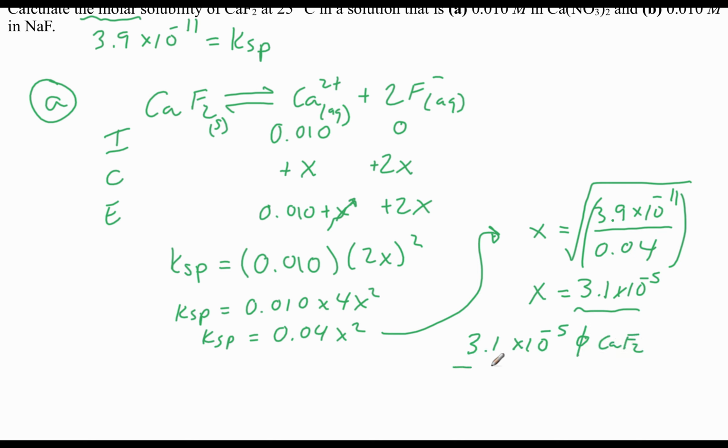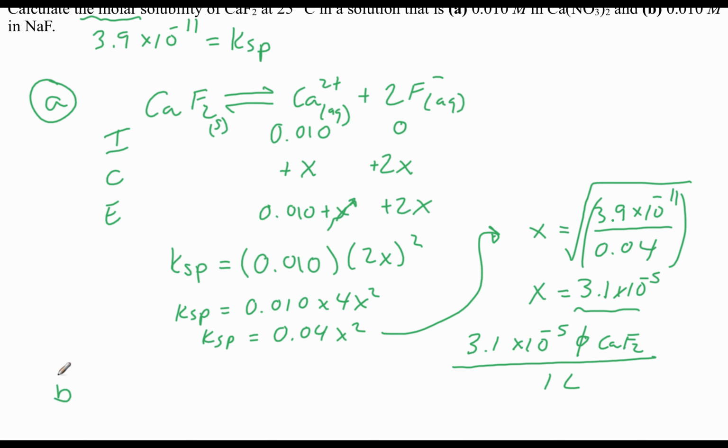CaF2 per 1 liter. And you might be saying, what about this? Well, I'm not including this because it's not affecting it. I only wanted to figure out what the x value is. It's negligible with regard to this 0.01, but it does increase because I'm also making the F minus.